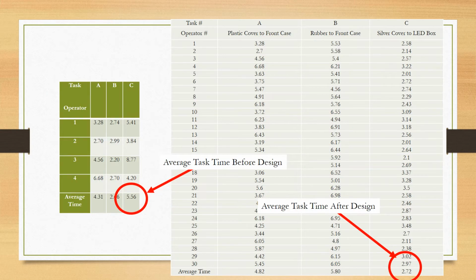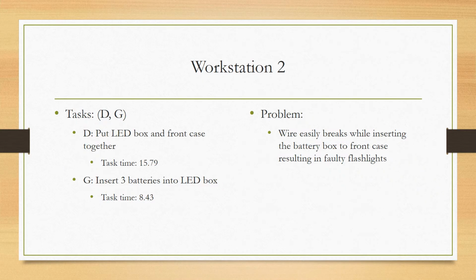We also ran through the tasks 30 times to ensure a reliable result. The average task time is reduced from 5.56 to 2.72.